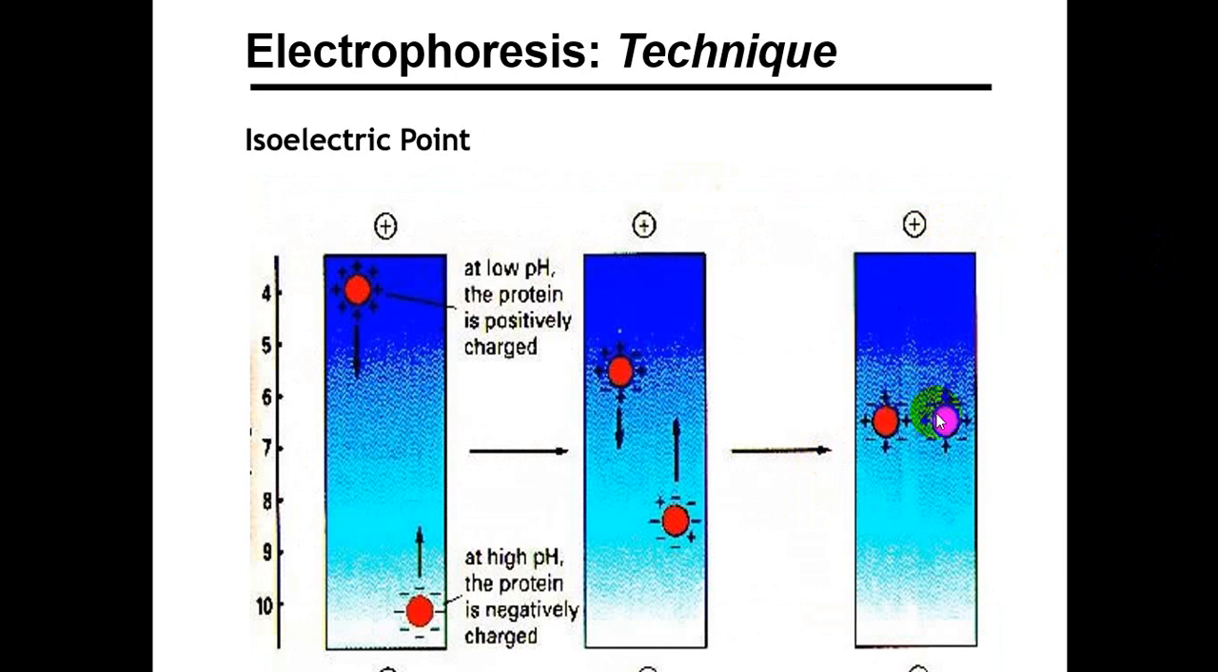So at the isoelectric point, there is no net charge. Look at this particle. It has four positive charges and four negative charges. So the net charge on it is 0, so it cannot move. The same applies to this. So this point of migration is called the isoelectric point. And the pH of the medium at which these particles are neutral, or don't have any charge on them, is called the isoelectric pH.